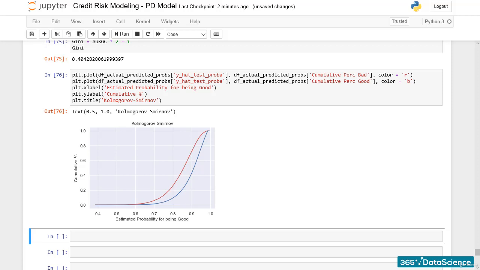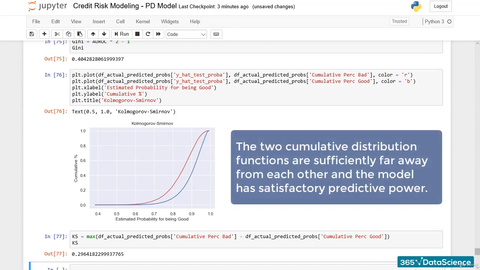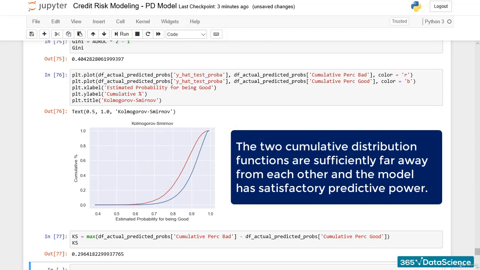However, we can also calculate it from the data frame containing the cumulative proportions. It is equal to the maximum of the difference between the cumulative percentage of bad borrowers and the cumulative percentage of good borrowers. Okay, the result that we get for the Kolmogorov-Smirnov is about 0.3. The value isn't too high. It doesn't get close to 1. However, it is significantly greater than 0. This value shows that, as we can see on the graph, the two cumulative distribution functions are sufficiently far away from each other that the model has satisfactory predictive power.